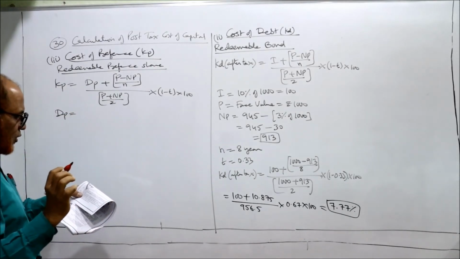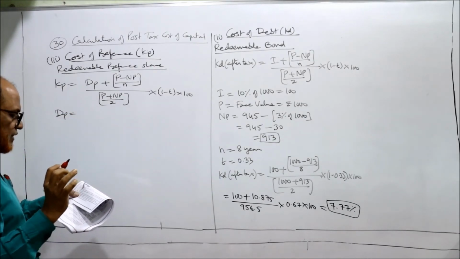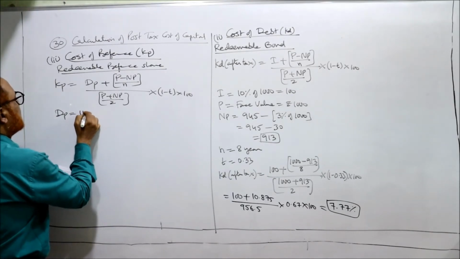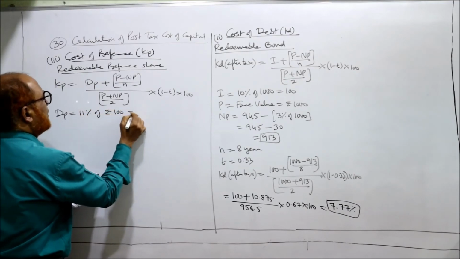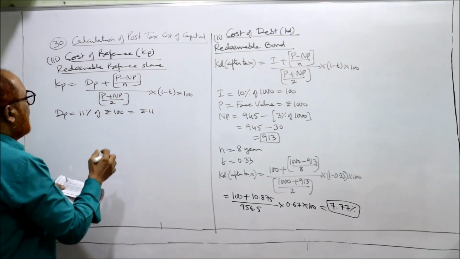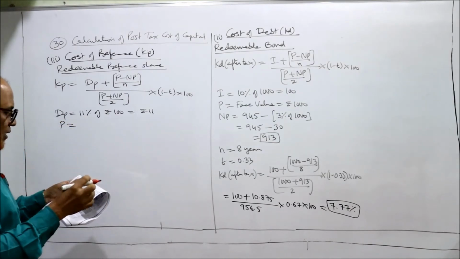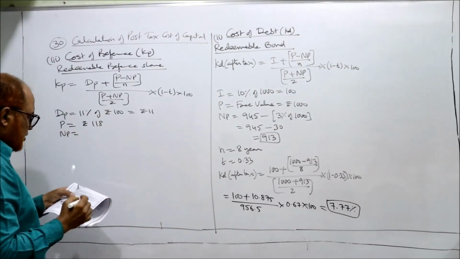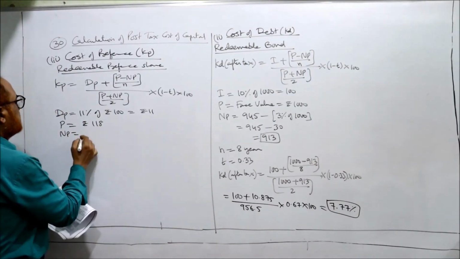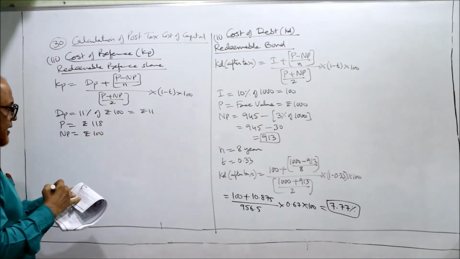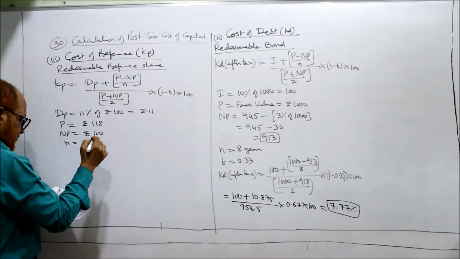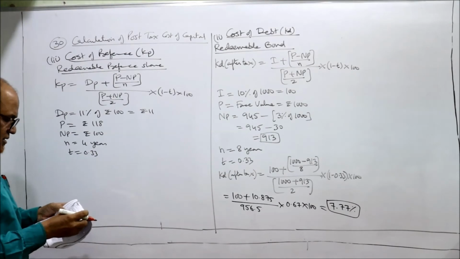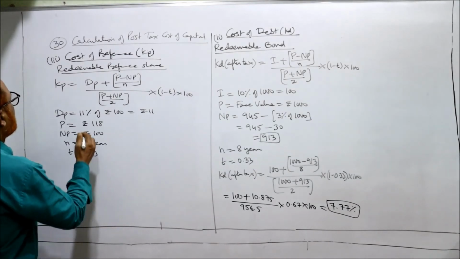A preference share is sold for rupees 100 today and it is redeemed after 4 years at rupees 118. The preference dividend is 11%. So 11% of rupees 100 is equal to rupees 11. And P is equal to amount payable on redemption, which is 118. NP, net proceeds on issue, sold at rupees 100. NP is 100. N is equal to how many years? 4 years. T is equal to 0.33. That's it. Find the cost of preference capital.